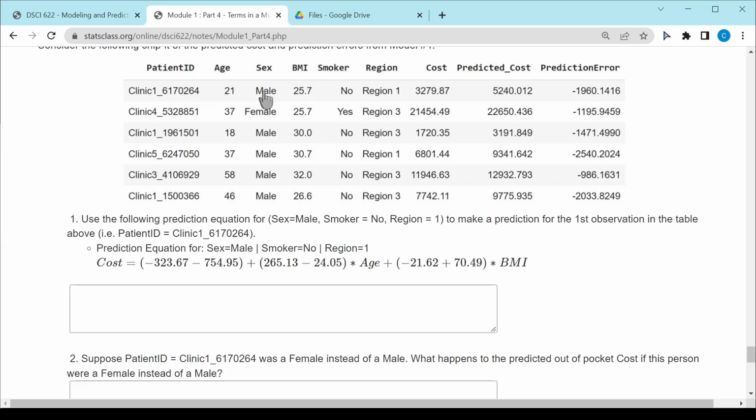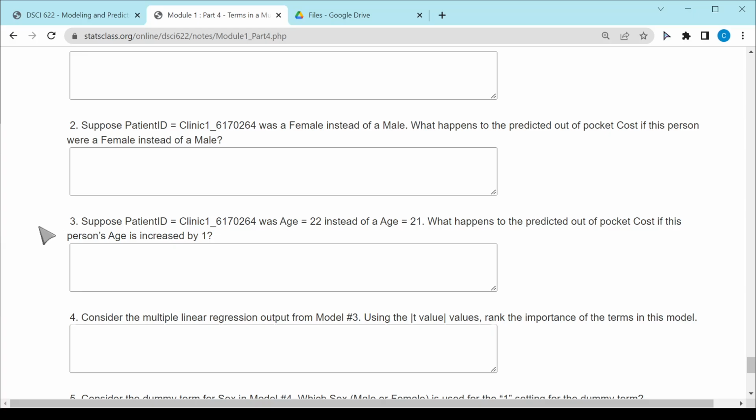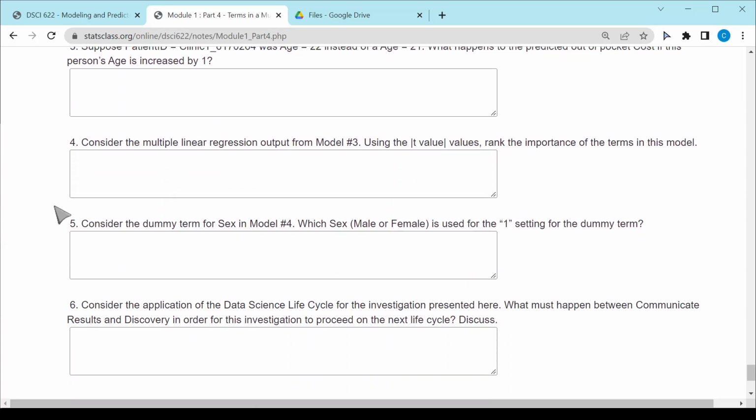Suppose this person was a female instead of a male. How is that going to affect my prediction? Suppose this person was 22 instead of 21 years old. How is that going to affect my prediction? So just kind of moving some of these numbers around and understanding how that influences my prediction equation.